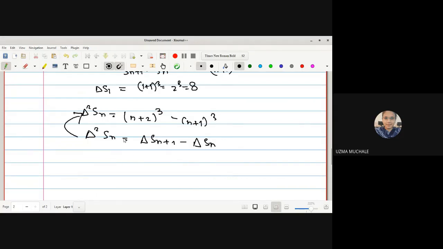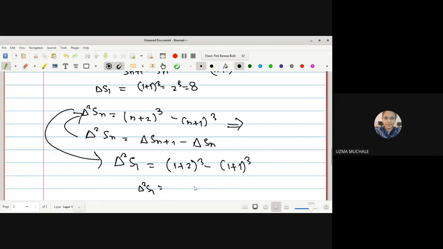So we can have the formula like this. No need to evaluate this one. To evaluate this cube is somewhat very lengthy. Then you can directly put delta square S1 is equal to 1 plus 2 cube minus 1 plus 1 cube. Okay, that will be 3 cube minus 2 cube. So what will be delta square S1? It will be 19.